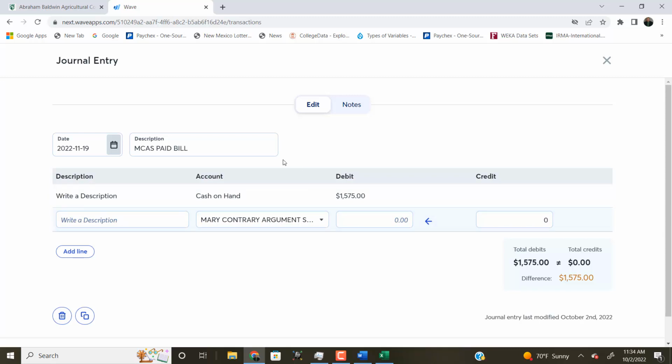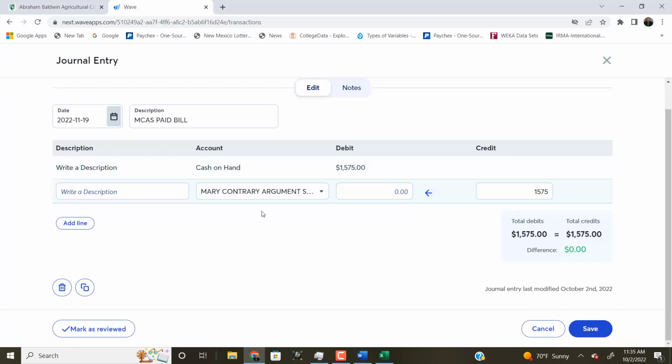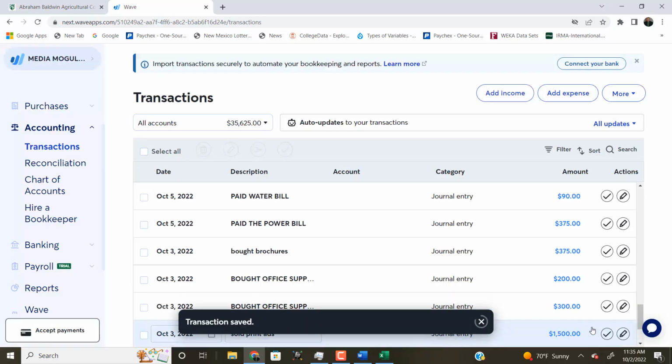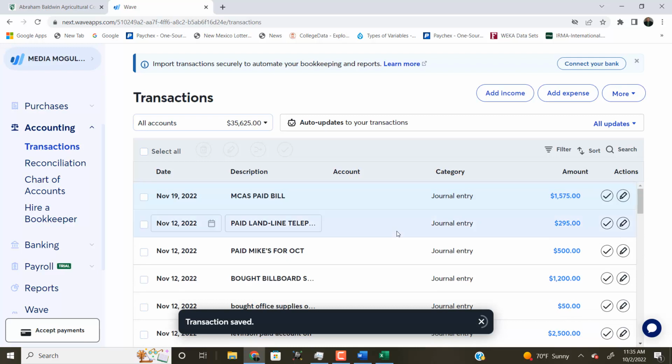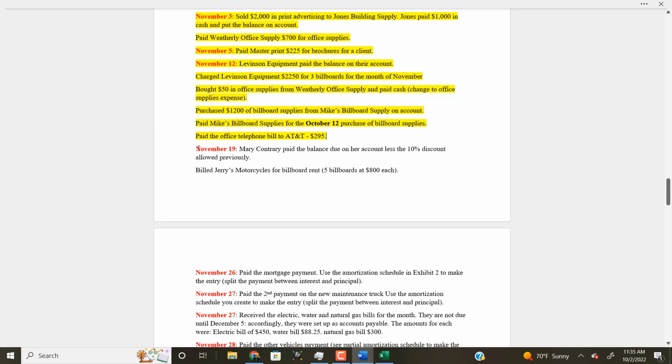And so now we're paying off the balance, or Mary's paying off the balance. And so there you go. That pays for it. And we're getting $1,575 in cash. And Mary Contrary's accounts receivable needs to go away because she doesn't owe us anything anymore. We've taken care of all of it. Okay, back over.